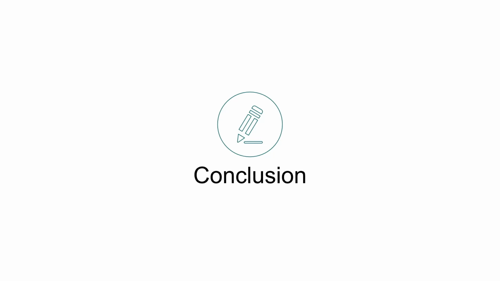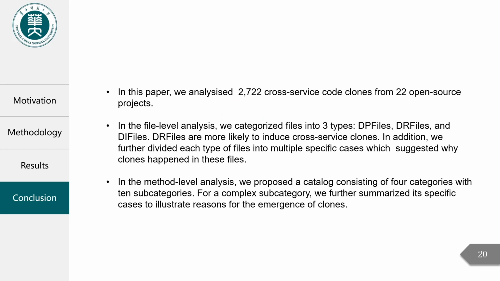Last is the conclusion. In this paper, we analyzed 2,722 cross-service code clones from 22 open-source projects. In the file-level analysis, we categorized files into three types: DP files, DR files, and DI files. DR files are more likely to introduce cross-service clones.